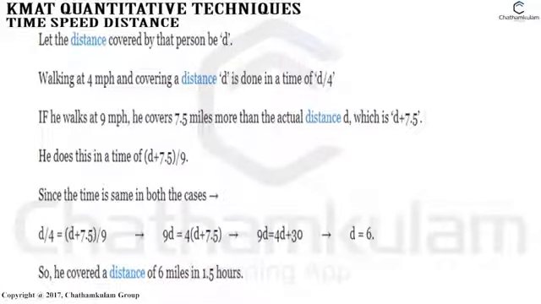So that is equal to 9d, that is equal to 4d plus 30. So d is equal to 6. So he covered a distance of 6 miles in 1.5 hours.